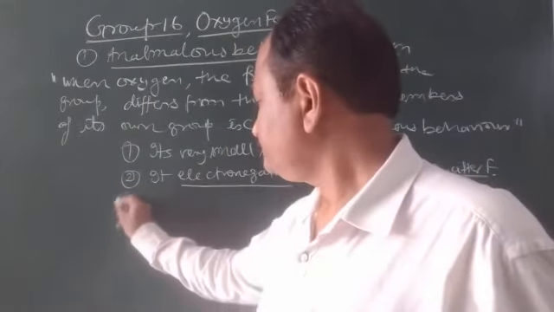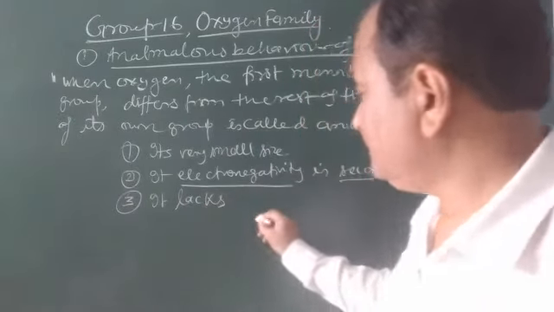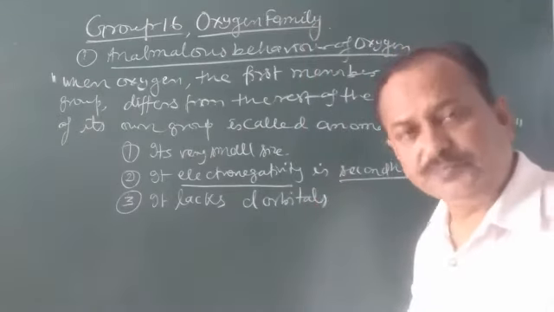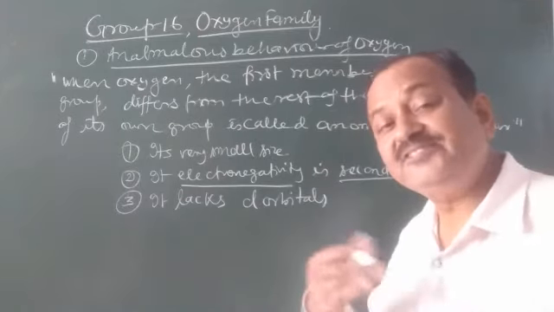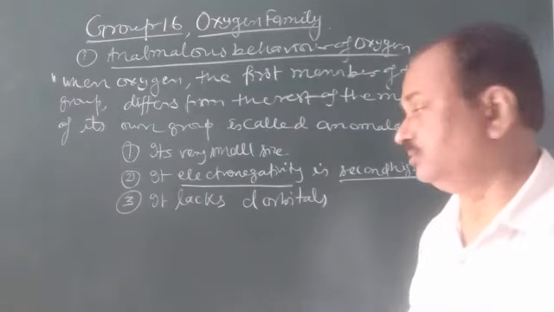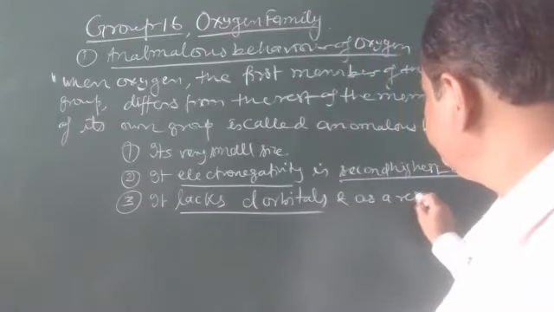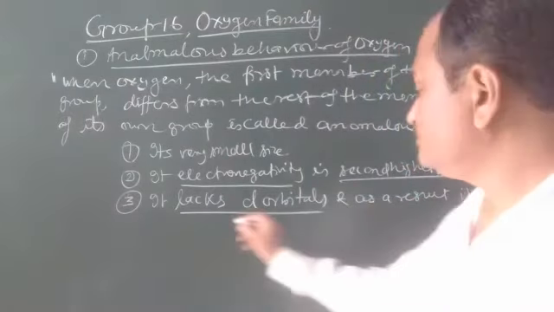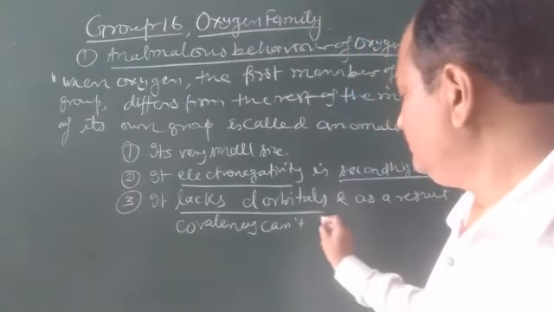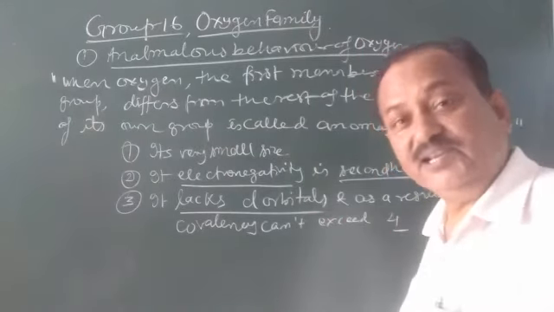Now coming to the third point, it lacks d orbitals. The d orbitals are not present, so in any case where we expand its octet, it can never exceed 4. So it lacks d orbitals, and as a result its covalency cannot exceed 4.